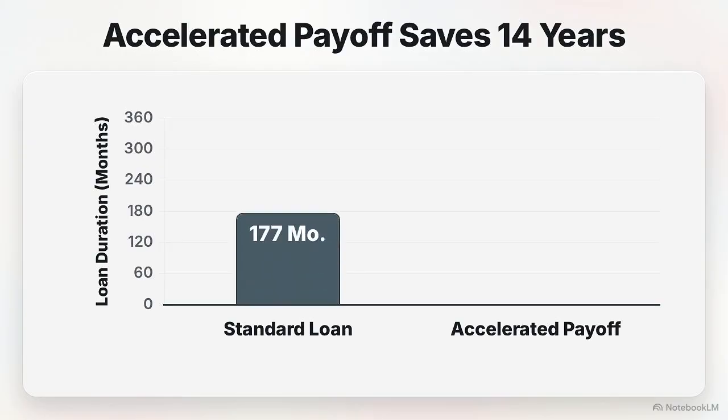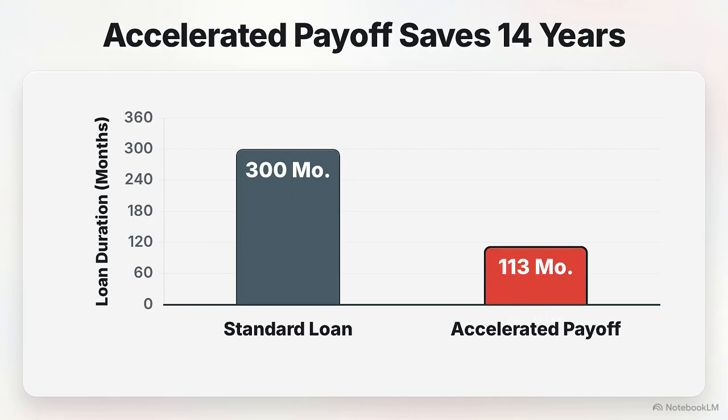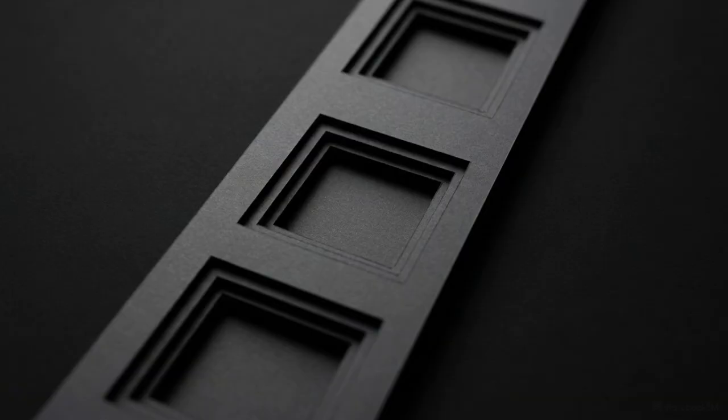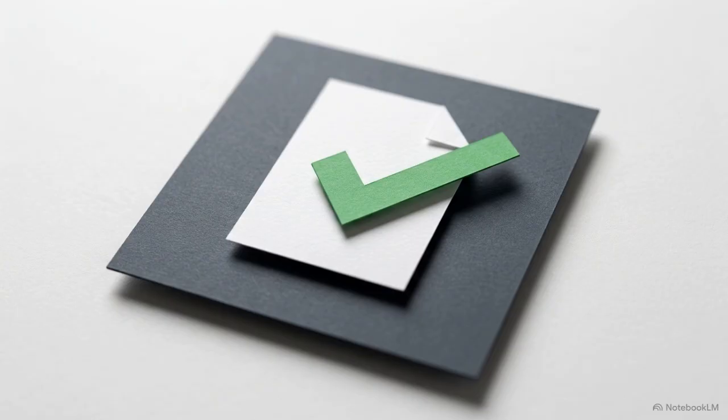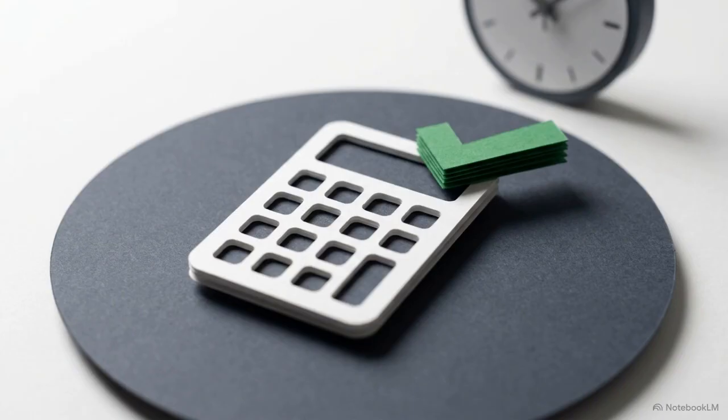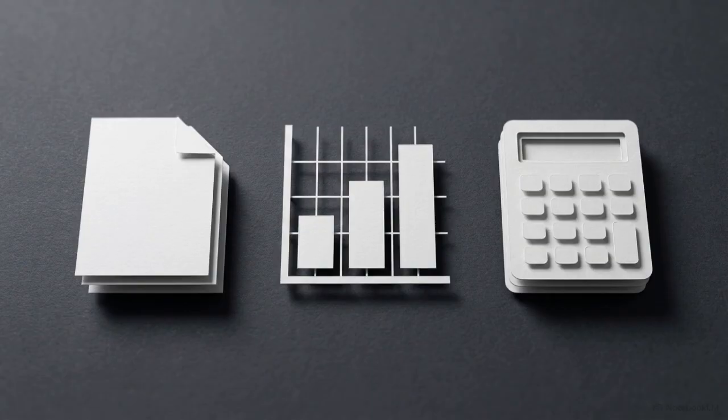But that 25-year timeline is completely optional. You can wipe out this exact financial burden in just 10 to 12 and a half years without taking on extreme financial risks. To execute this plan, you need three things: your current loan details, a rough estimate of salary increments, and the custom calculator we've provided to break down the math.